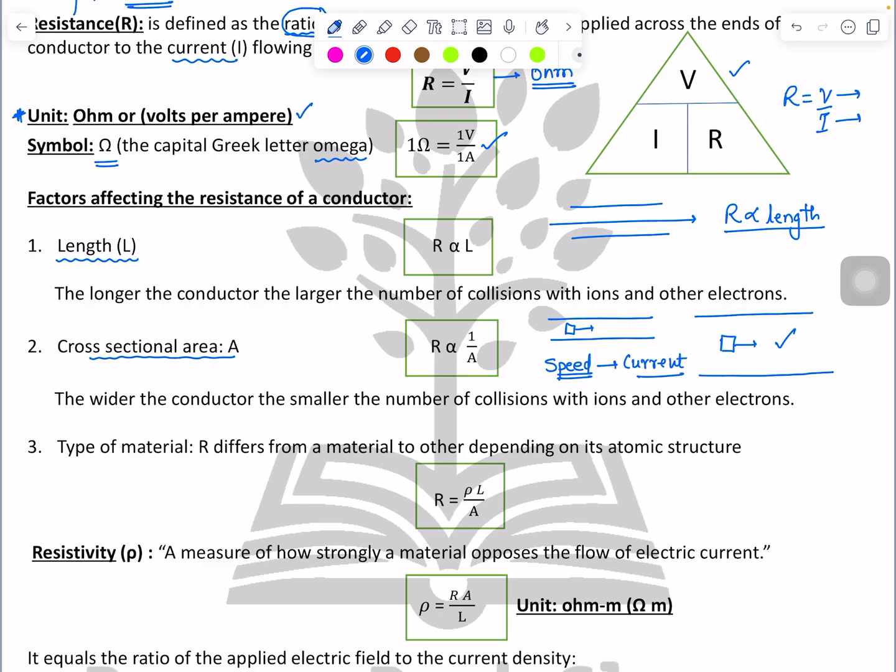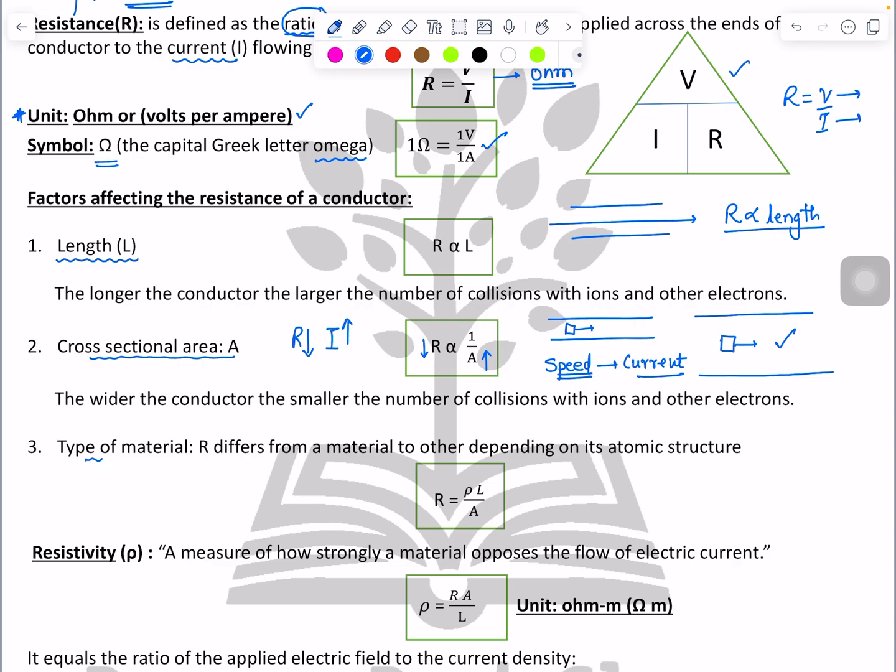So it means the higher the speed, the higher the current. More area means less resistance. Less resistance, if resistance is low, then current is high. Clear, guys? So these are the two factors.